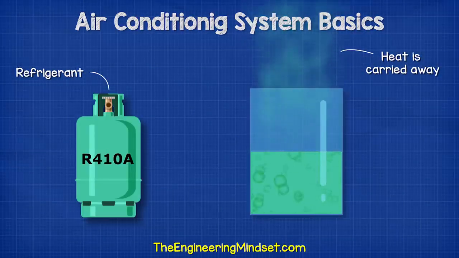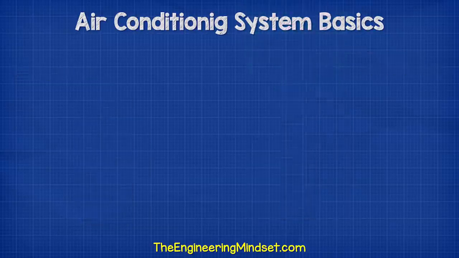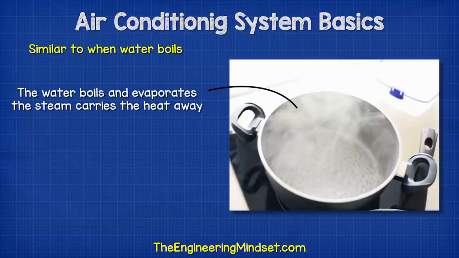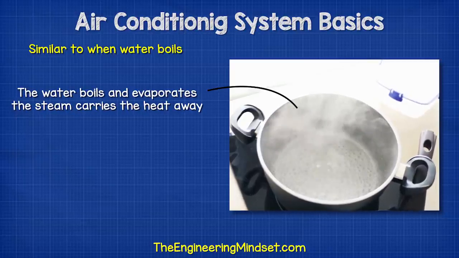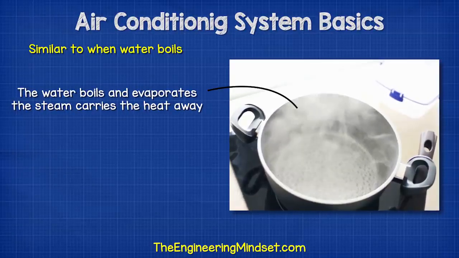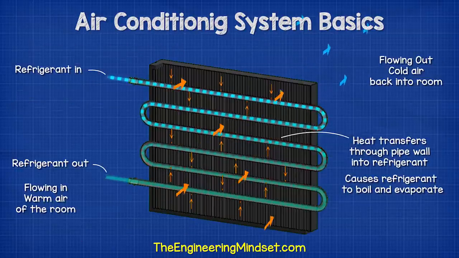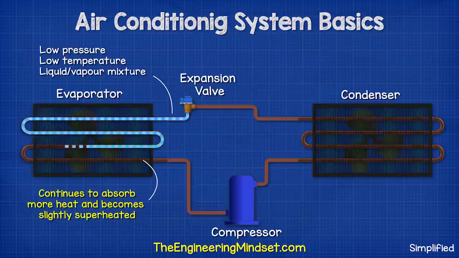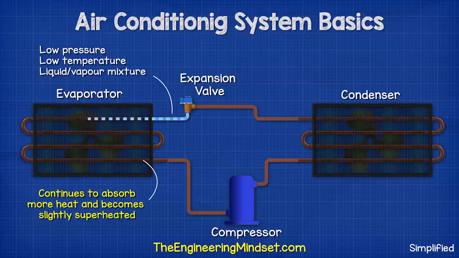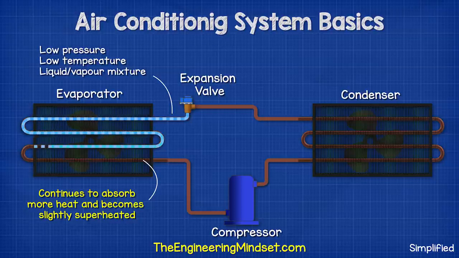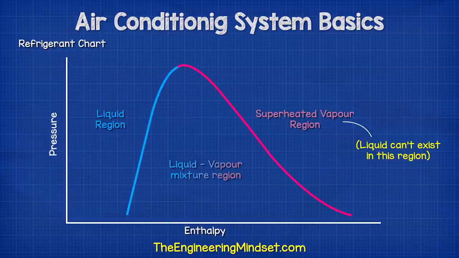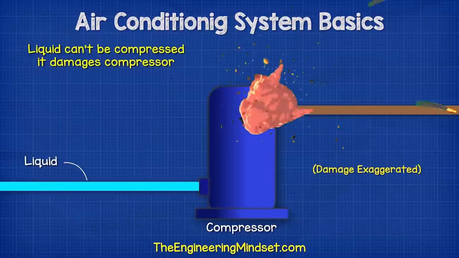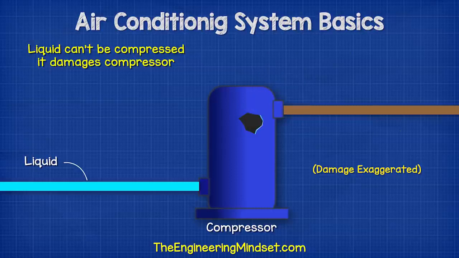As the refrigerant evaporates, it carries away the heat. It's similar to when we boil water. The water heats up, it evaporates and turns into steam, and carries this heat away. So the air on the outside is entering hot and it's leaving cold. The refrigerant continues to travel through the evaporator, picking up more heat, which boils it further until it becomes slightly superheated. This basically means it's now completely gas and doesn't contain any droplets of liquid refrigerant. Liquid damages the compressor, so we want to ensure it can't reach the compressor.